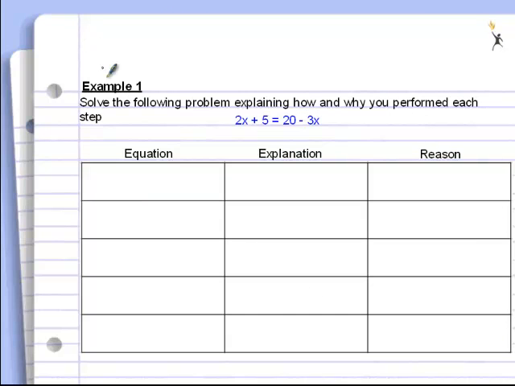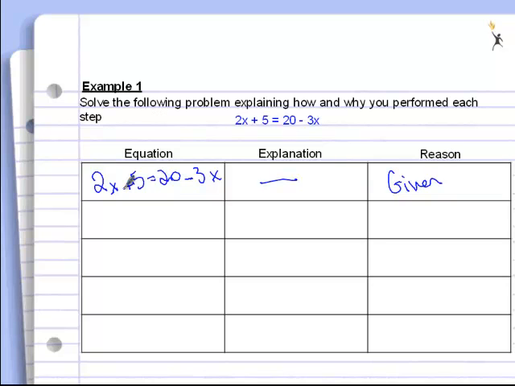Let's look at example 1. Solve the following problem explaining how and why you performed each step. The first thing we're going to do in our problem, or in our box, under the equation part, we're going to write our equation. 2x plus 5 equals 20 minus 3x. Now the explanation for that is there is none. I mean, that's the problem that we started with. The reason that we wrote it there was because that's what's given to us. We're given the equation.